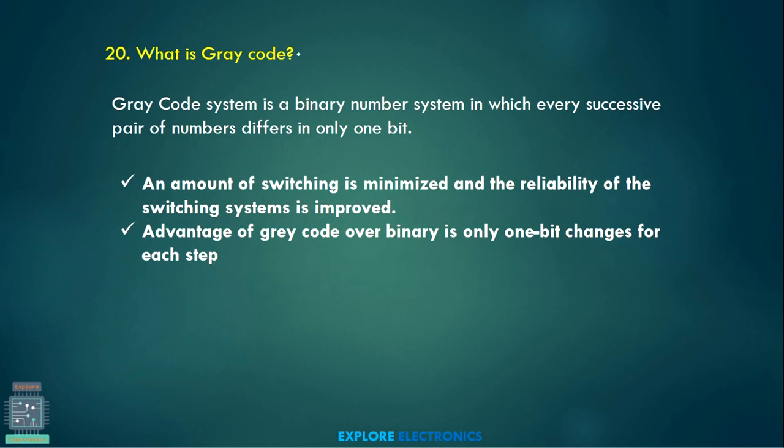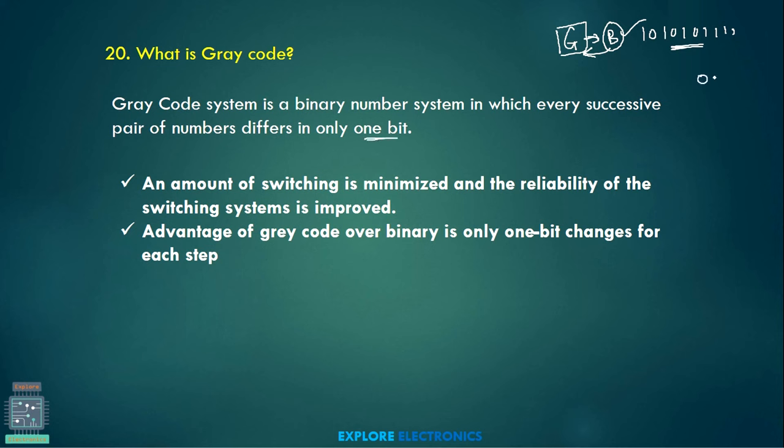Then what is a Gray code? We have converters, Gray to binary conversion and binary to Gray conversion. The application of binary codes we know: we use these binary codes, as combinations of zeros and ones, always in many digital applications. And why is this Gray code required, since we have a binary code? That is the question. The Gray code system is a binary number system again, but every successive pair of numbers differs in only one bit.